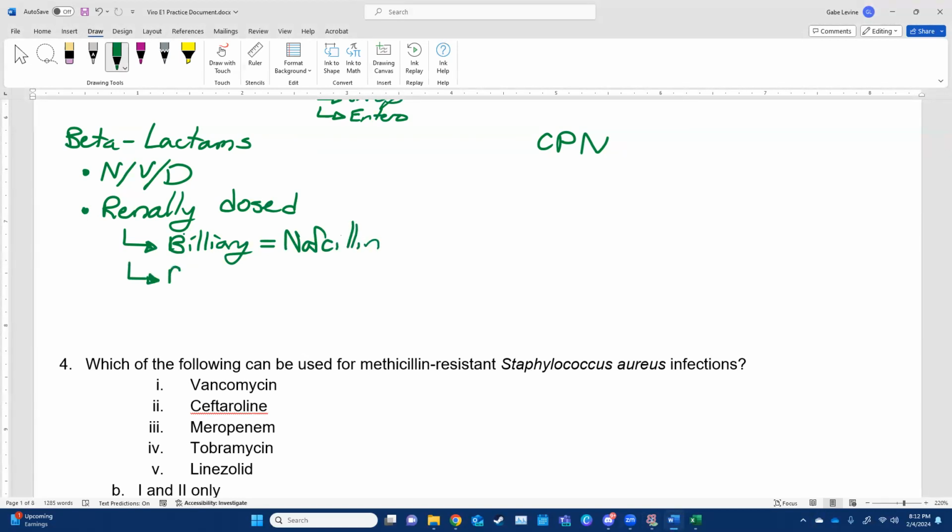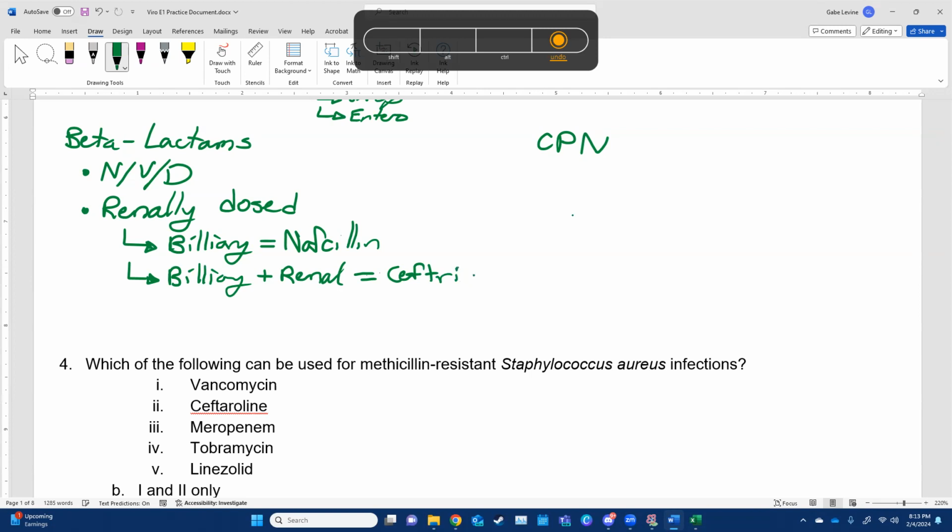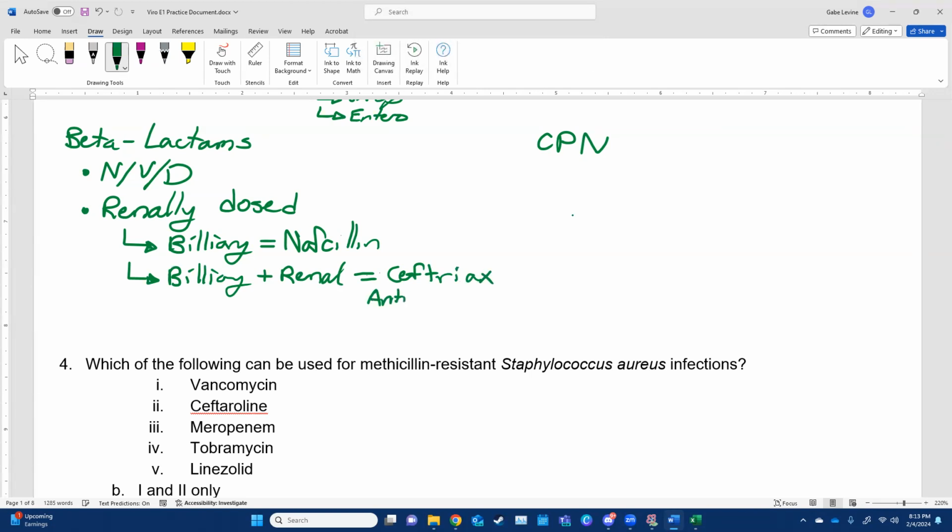Now, a lot of these drugs have biliary plus renal excretion, so they're a combination of them. This would be ceftriaxone, and our anti-staph penicillins. When we talk about the concern with kidney failure, or sorry, renally dosed, what are we concerned with? Renal insufficiency, right?